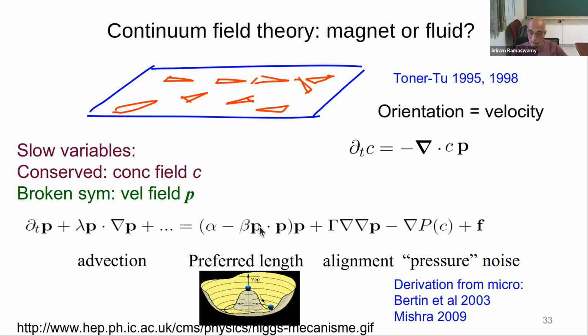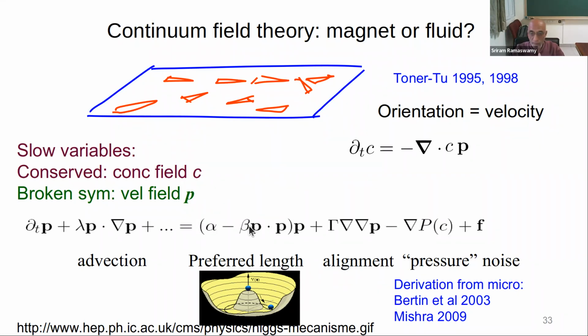This term is 0 if P squared equals alpha over beta, right? And this term is 0 if P is spatially uniform. This term is 0 if the concentration is uniform. This term is 0 if P is uniform. This term is 0 if P is stationary, right? So a spatially uniform concentration and P pointing everywhere in the same direction with magnitude determined by alpha over beta is a uniform stationary solution of these equations.